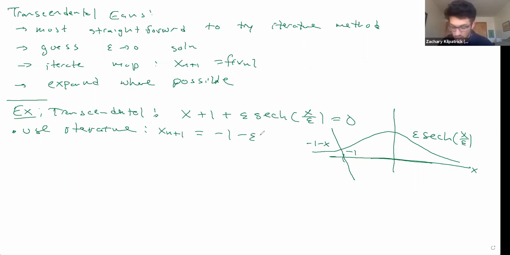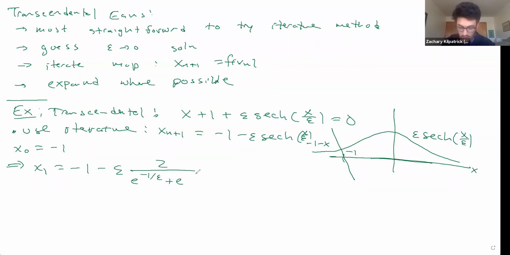We know that it starts out close to -1, so our x0 in this case would be -1. Now if we plug this in, there's a couple of things that we want to consider when we're making the truncation to move on to the next step. First of all, notice that if I write out hyperbolic secant like this, I see that in the denominator, I have e to the 1 over epsilon, which is quite large as epsilon gets small, and e to the minus 1 over epsilon, which is exponentially small as epsilon gets small.